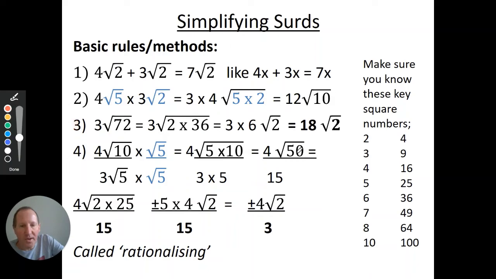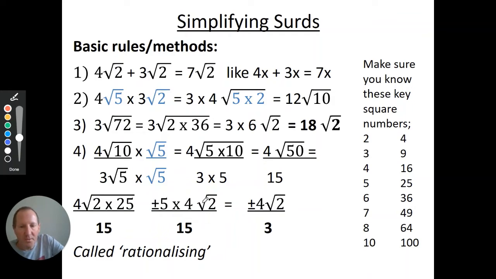Is there a square number that goes into 50? Yes, 25. The next line down here, I write the factor pair 2 times 25. The 25 can come outside and it will become 5. To be mathematically correct, I put plus or minus 5 because minus times minus is plus. So minus 5 times minus 5 is 25.